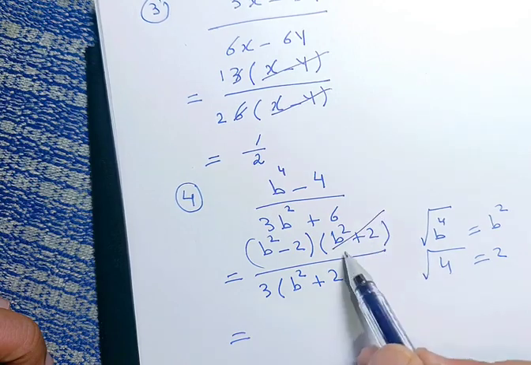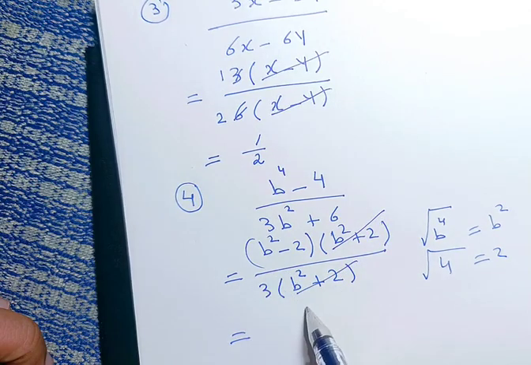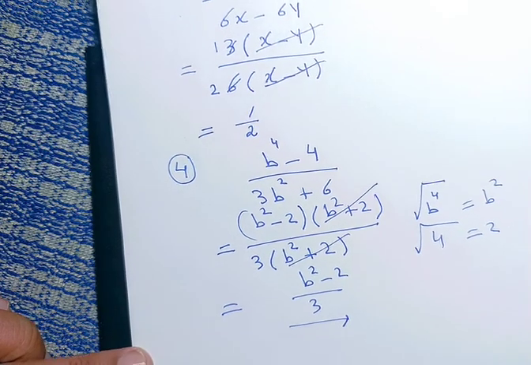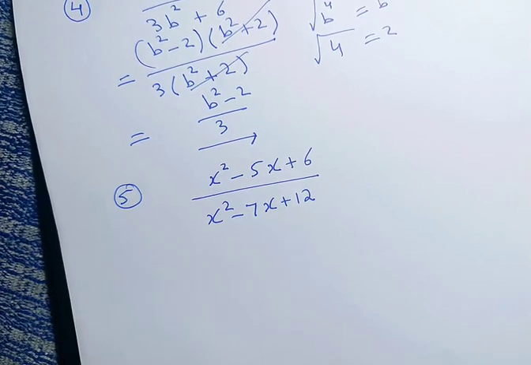Now, identical brackets cancel out. Top is b power 2 minus 2. At the bottom is 3. So this is my final answer. So this is my question number 3. But remember, watch all my previous videos, then you will become an expert at these questions.